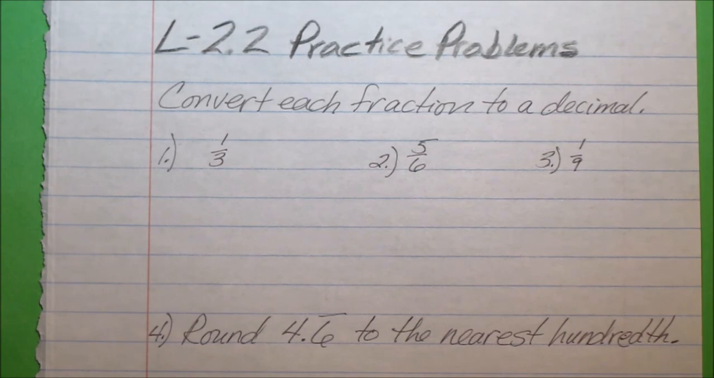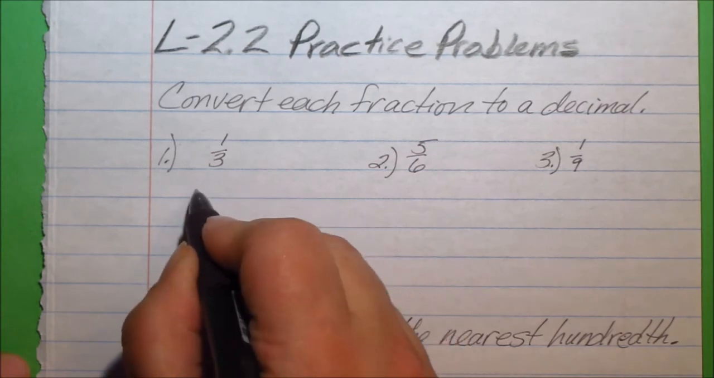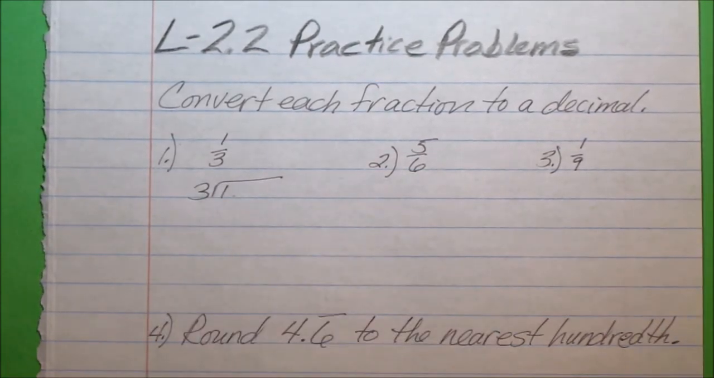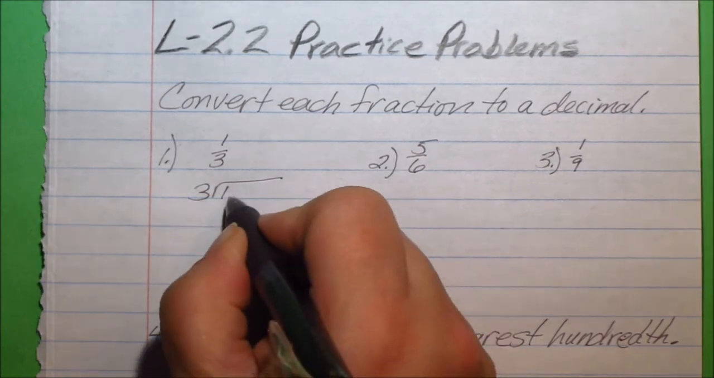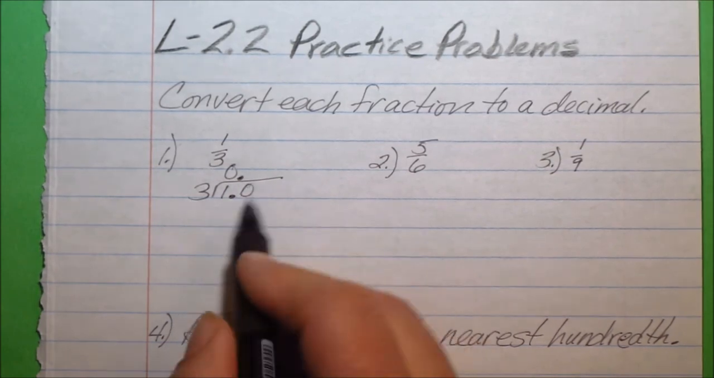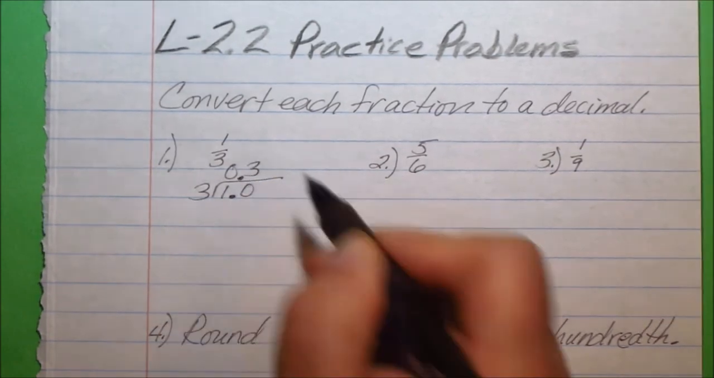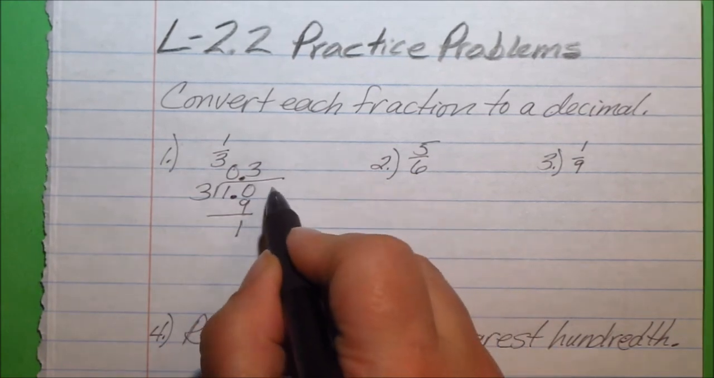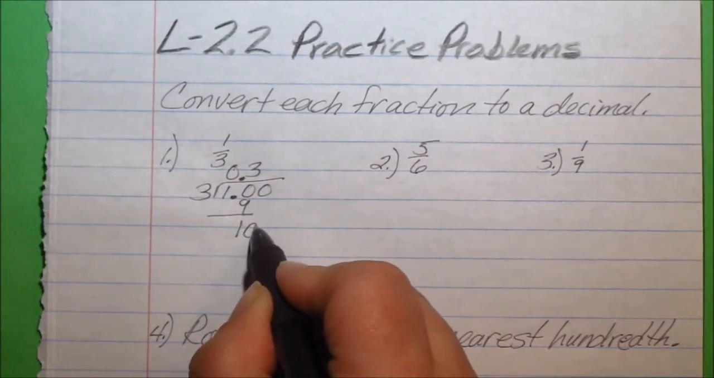Number 1, we've got 1/3. I've got to set up 3 divided into 1. Well, 3 does not divide into 1, obviously. So we put the decimal straight up. We put a 0 here and a 0 here. 3 can go into 10 3 times. 3 times 3 is 9. And when we subtract, we're left with 1. So we add another 0 and bring it down.